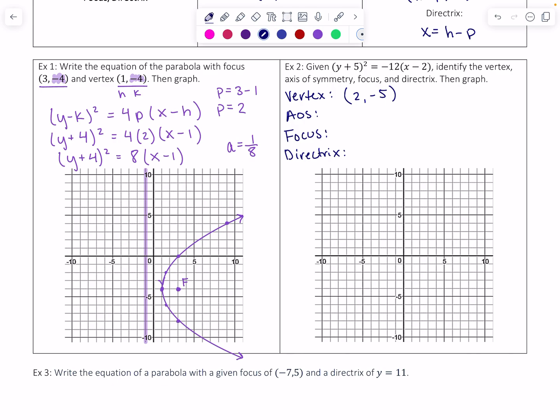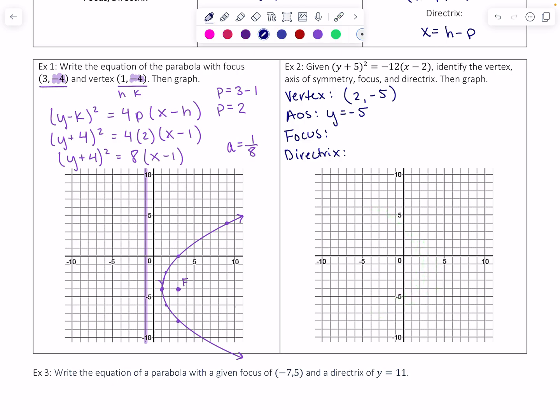That's an easy one. We also know that we're squaring our y value, meaning that our axis of symmetry is going to be y is equal to -5. So we have that y is equal to -5. Okay, so this parabola is opening side to side, and because this value right here is going to be negative, we know that it's going to be opening to the left. So we're going to be opening to the left this way.